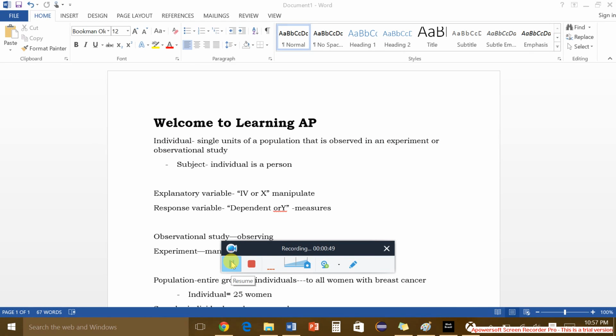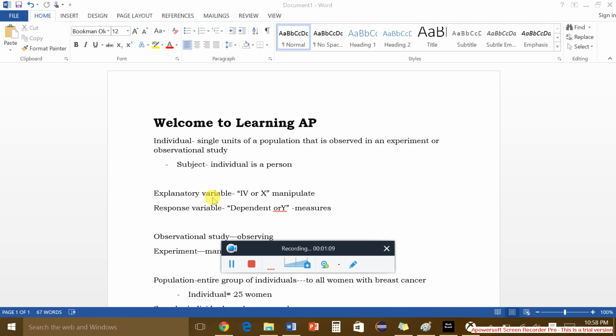Now, a subject is just another term to describe an individual. It just means that the individual is a person. So if I'm studying dogs in an experiment, those would not be considered subjects. They would just be considered individuals. But if I'm studying 25 women, then those will be referred to as subjects. It's the same term, just to describe that they're humans.